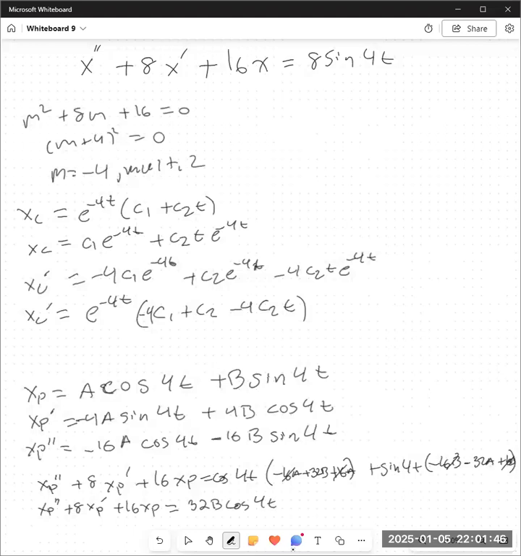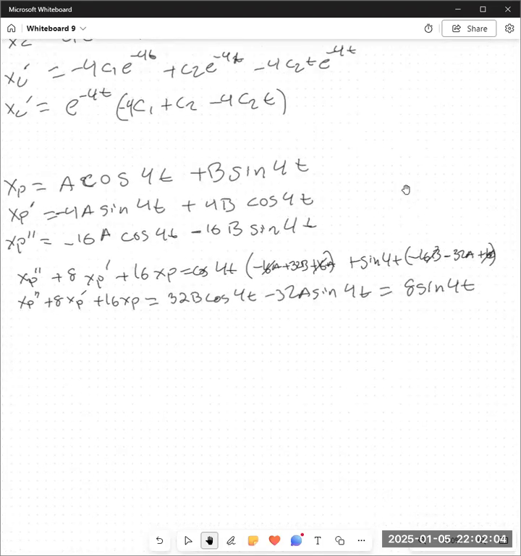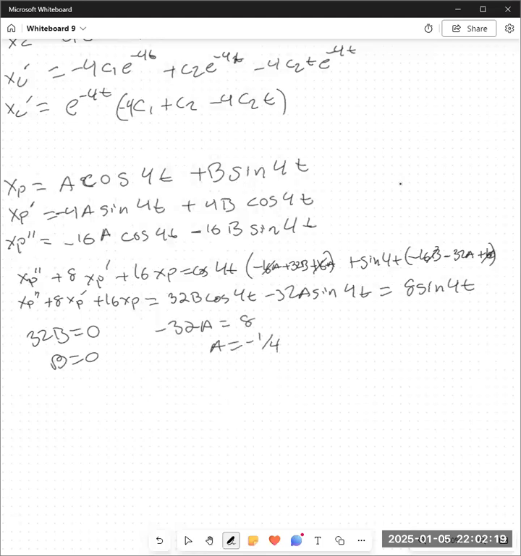cosine of 4t minus 32a sine of 4t, and that needs to be equal to 8 sine of 4t. So 32b equals 0, b equals 0, negative 32a equals 8, a equals negative 1/4. So xp needs to be equal to negative 1/4 cosine of 4t, and then xp prime is going to be equal to sine of 4t.